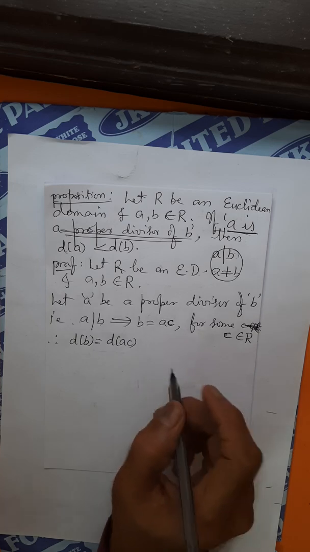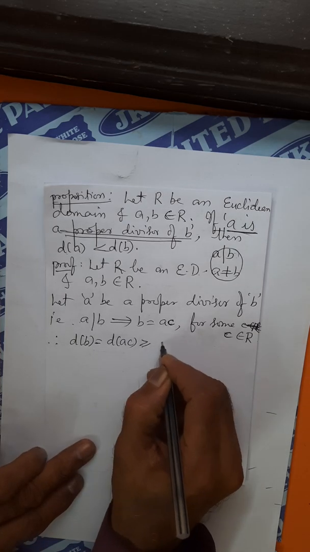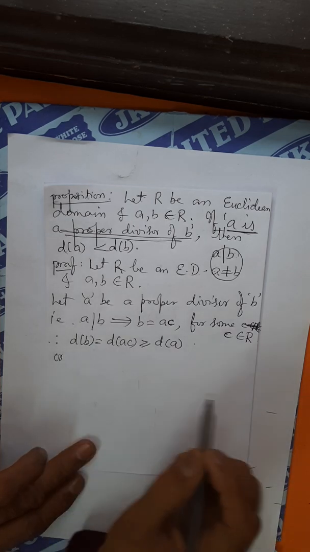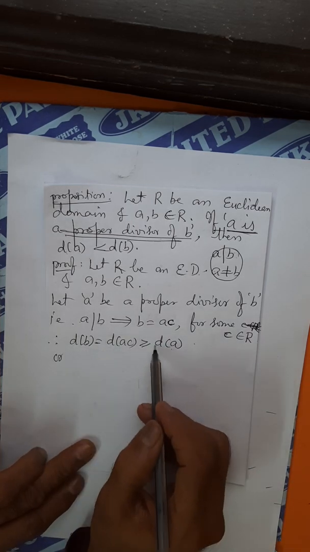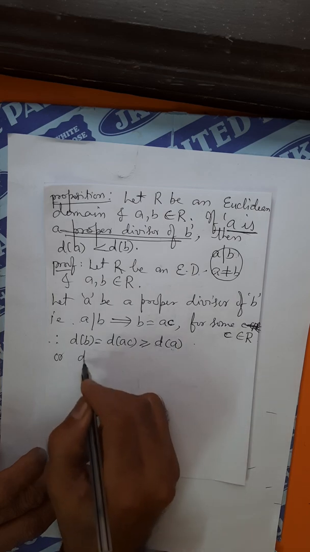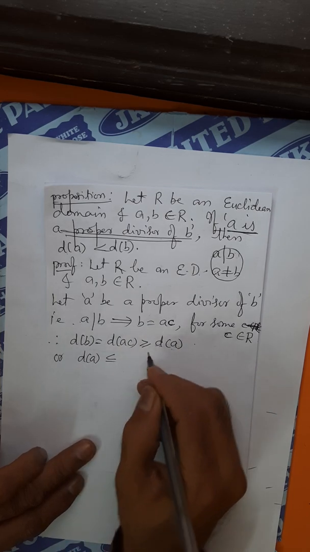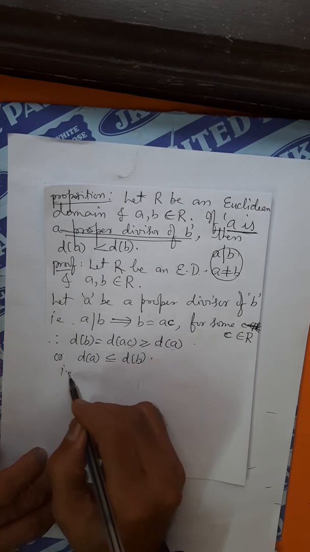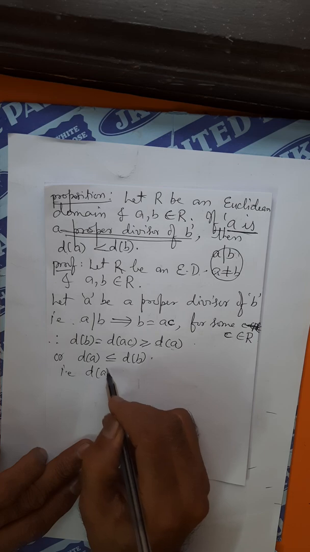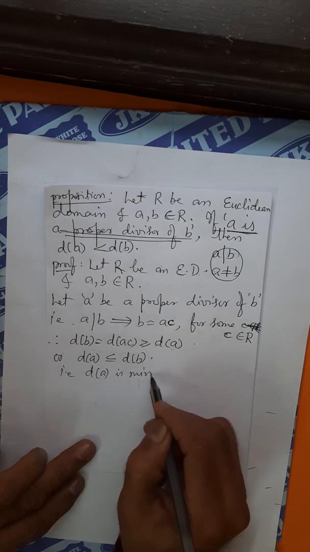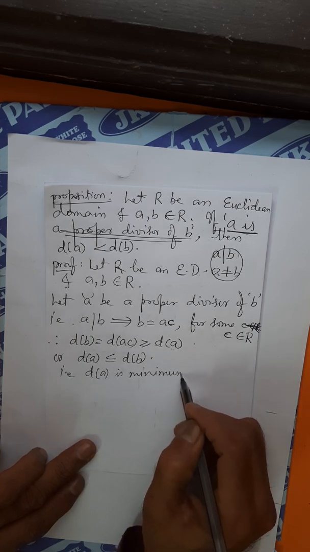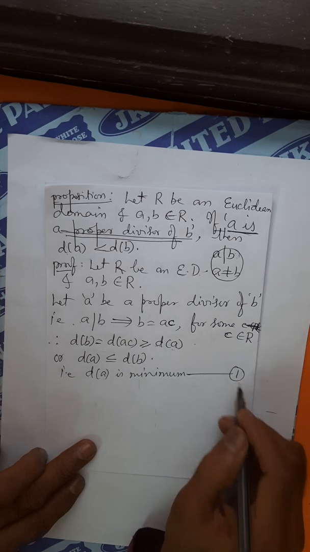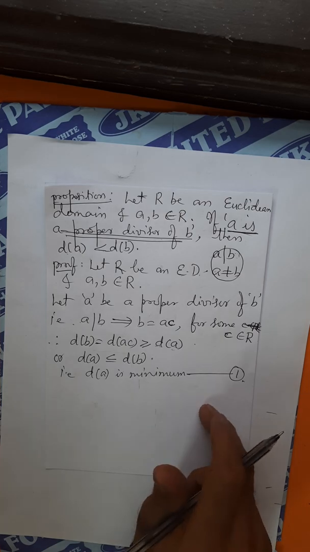D value of AC, by the definition of Euclidean domain, is greater than or equal to D value of A. Rewriting this, D value of A is less than or equal to D value of B. That is, D value of A is the minimum, the least of all the other D values. Right? Call this 1.